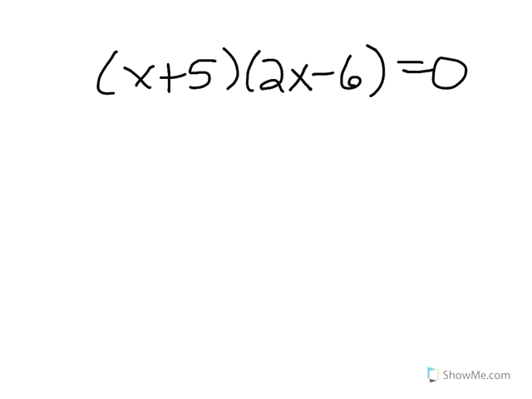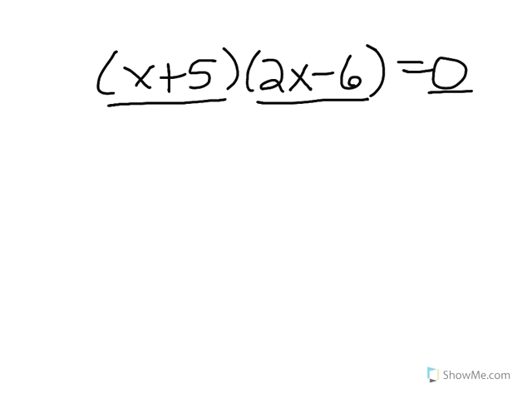Well, let's start with the training wheels on. This particular equation features an expression on the left side that has already been factored for us. This is to emphasize the concept we just explained. On the left side here we have a product. We have x plus 5 being multiplied by 2x minus 6, and that product happens to be 0.